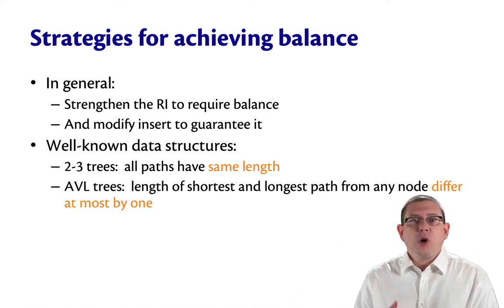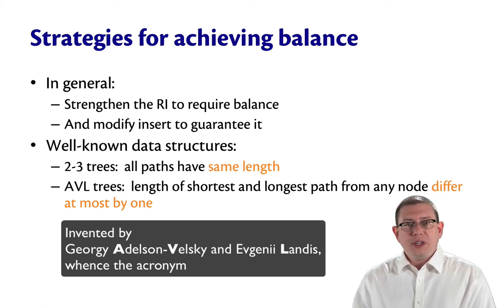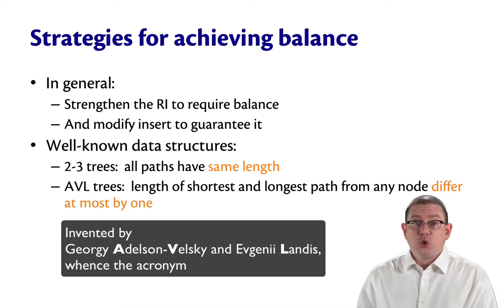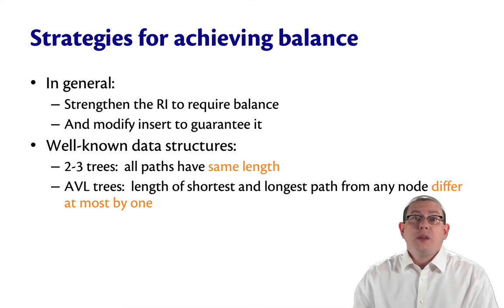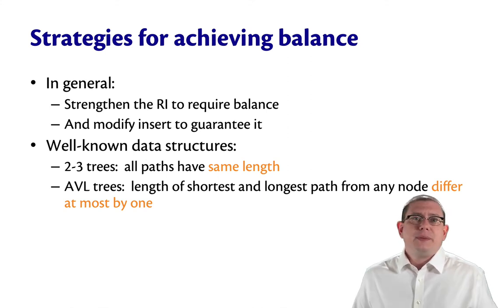A little bit more relaxed of a rep invariant than that is maintained by an AVL tree. In an AVL tree, the rep invariant says that the length of the shortest and longest path from any node differ by at most 1. So unlike 2-3 trees, it doesn't have to be exactly the same. There's a little bit of discrepancy allowed, but not much. They differ by at most 1.